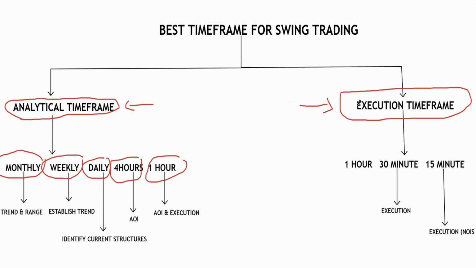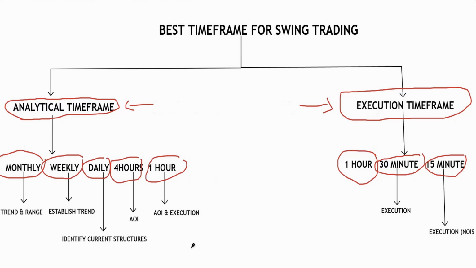And on the other side, we have the execution time frame. The execution time frame has the 1 hour, you can notice that the 1 hour is on this time frame too. That means you can use the 1 hour to analyze and execute as well. Then we have the 30 minutes and we actually have the 15-minute. Now let's go into what each time frame actually is used for.